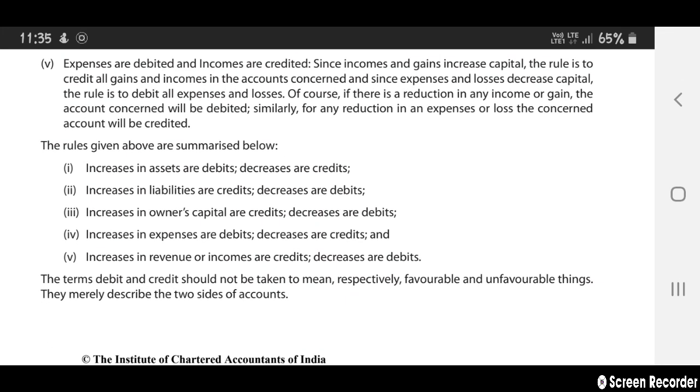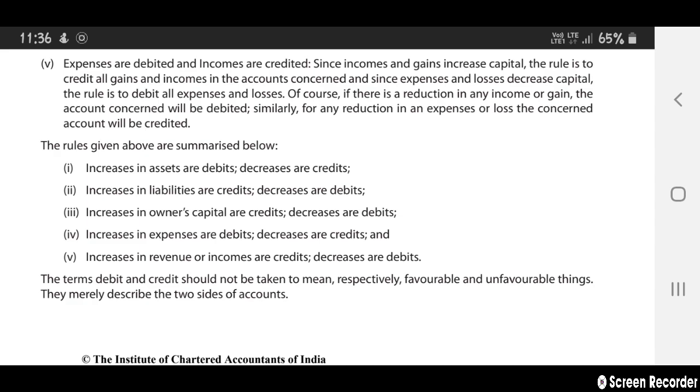Next, expenses are debited and incomes are credited. Keep it like that. Expenses are debited and incomes are credited. Since incomes and gains increase capital, the rule is to credit all gains and incomes in the accounting concern. Since expenses and losses decrease capital, the rule is to debit all expenses and losses.